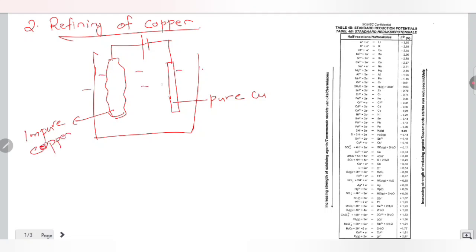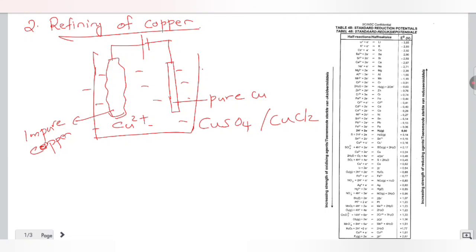And the solution must be a solution of any copper solution, right? So normally we use copper sulfate, CuSO4. Also you can use copper chloride. So when it is copper chloride, they will always mix this question with the first one, the decomposition of copper chloride. In copper sulfate we have copper ions, and sulfate ions. If it's chloride, you have chloride ions. So I'm just writing copper Cu2+ ions only.